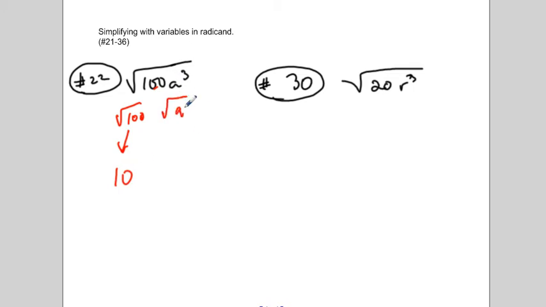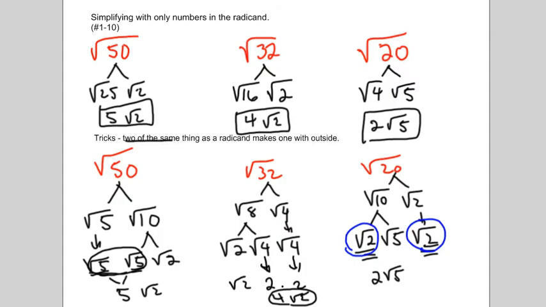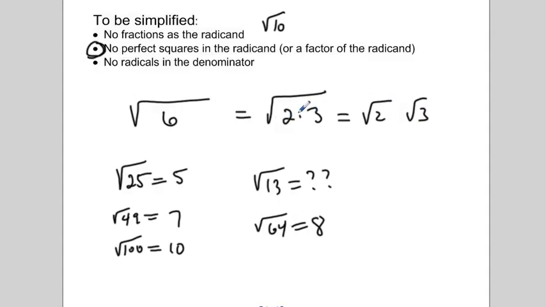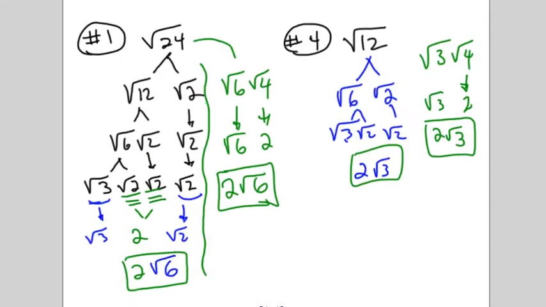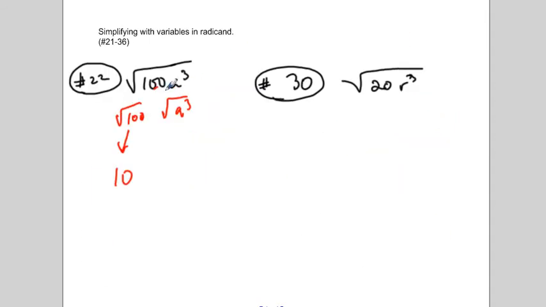I'm going to break this up into two different things. This is a multiply. This is that very first rule I showed you, that when you have multiplication, you can break it up, and so each part of that has a square root. So this is all multiplication. 100 times a to the third, each part of that will have a square root.